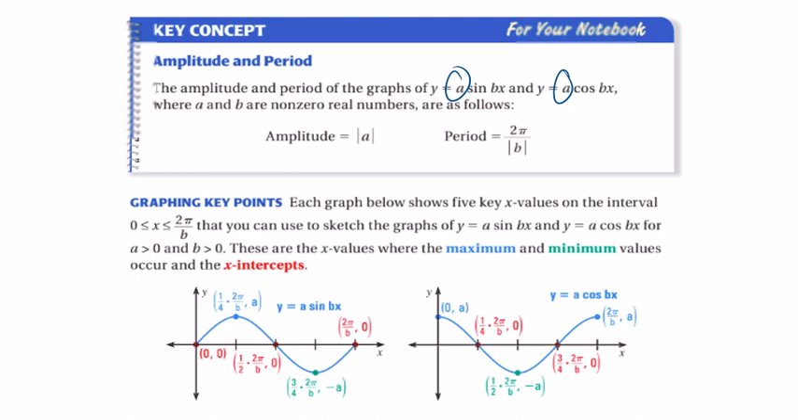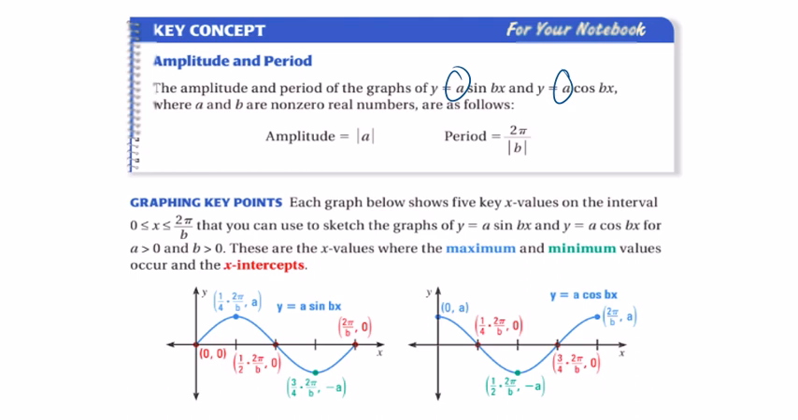And then for a period, what I do is I actually take 2 pi and I divide it by that b. Alright, so in order to graph these key points, my x-intercepts and my max and mins, just like I did when I was sketching out these general examples, I use these values to figure out what my max and mins are and what these values are that I need to mark on my horizontal axis.